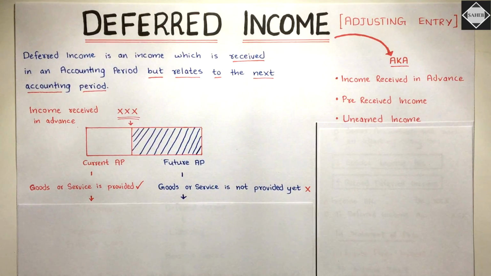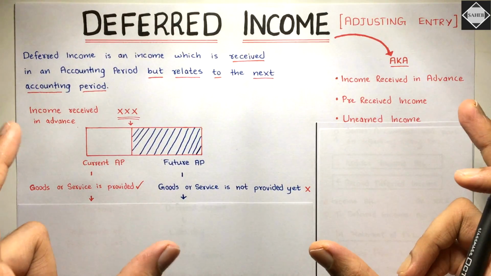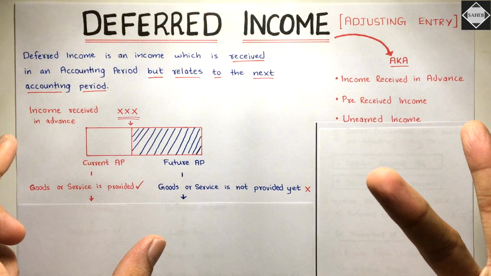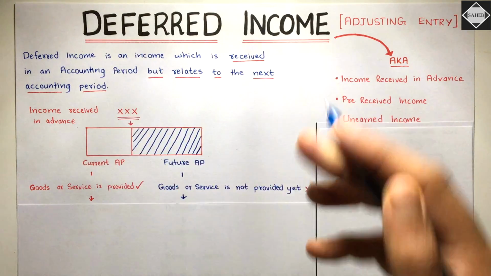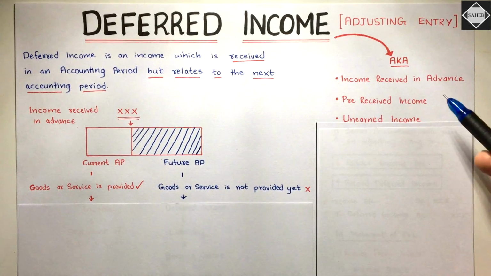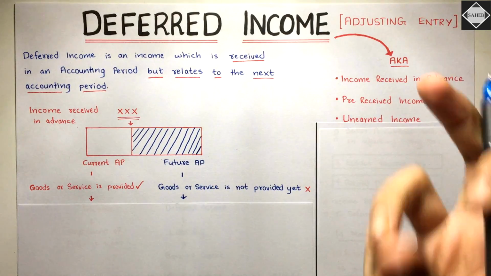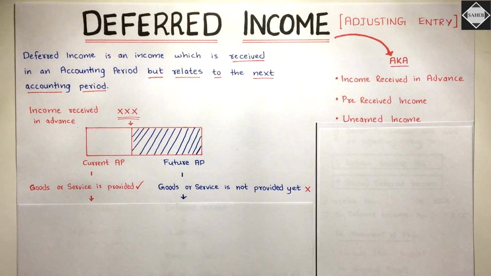You all know, popularly the adjusting entries are called accrual and prepayments. In accrual we have two adjusting entries and in prepayments we have two adjusting entries. So this deferred income, or deferred revenue, or any of these names, income received in advance, falls in the prepayment category. Is that clear? All right.